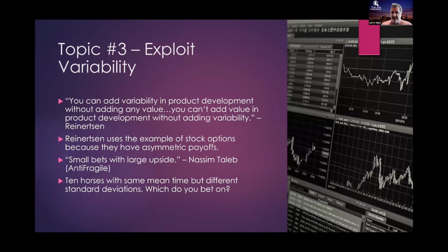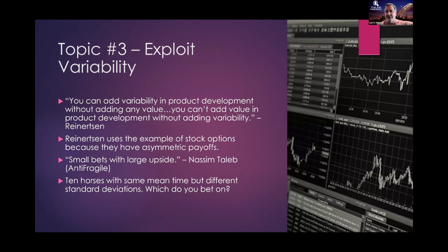Reinertsen uses stock options as an example. And he uses the term, and I love this term, asymmetric payoff. That's what you're looking for. An asymmetric payoff are the things that you pay a little bit of money, but you have a huge upside. This is something that Nassim Taleb calls in his book Anti-Fragile.